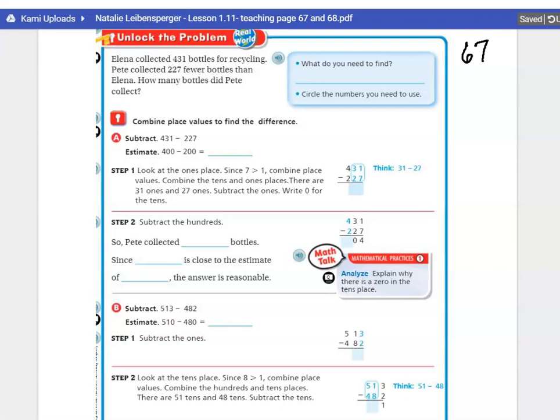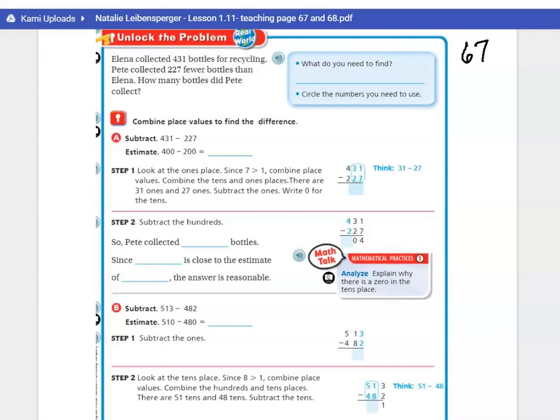Elena collected 431 bottles for recycling. Pete collected 227 fewer bottles than Elena. How many bottles did Pete collect? So first I'm going to take a look at my problem. I'm going to picture what's happening in the problem. I'm thinking of collecting items for recycling, and I'm picturing a girl with 431 bottles. And then I'm picturing a boy, he has 227 fewer than that girl. So he's going to have a little bit less than she does. How many bottles did Pete collect?